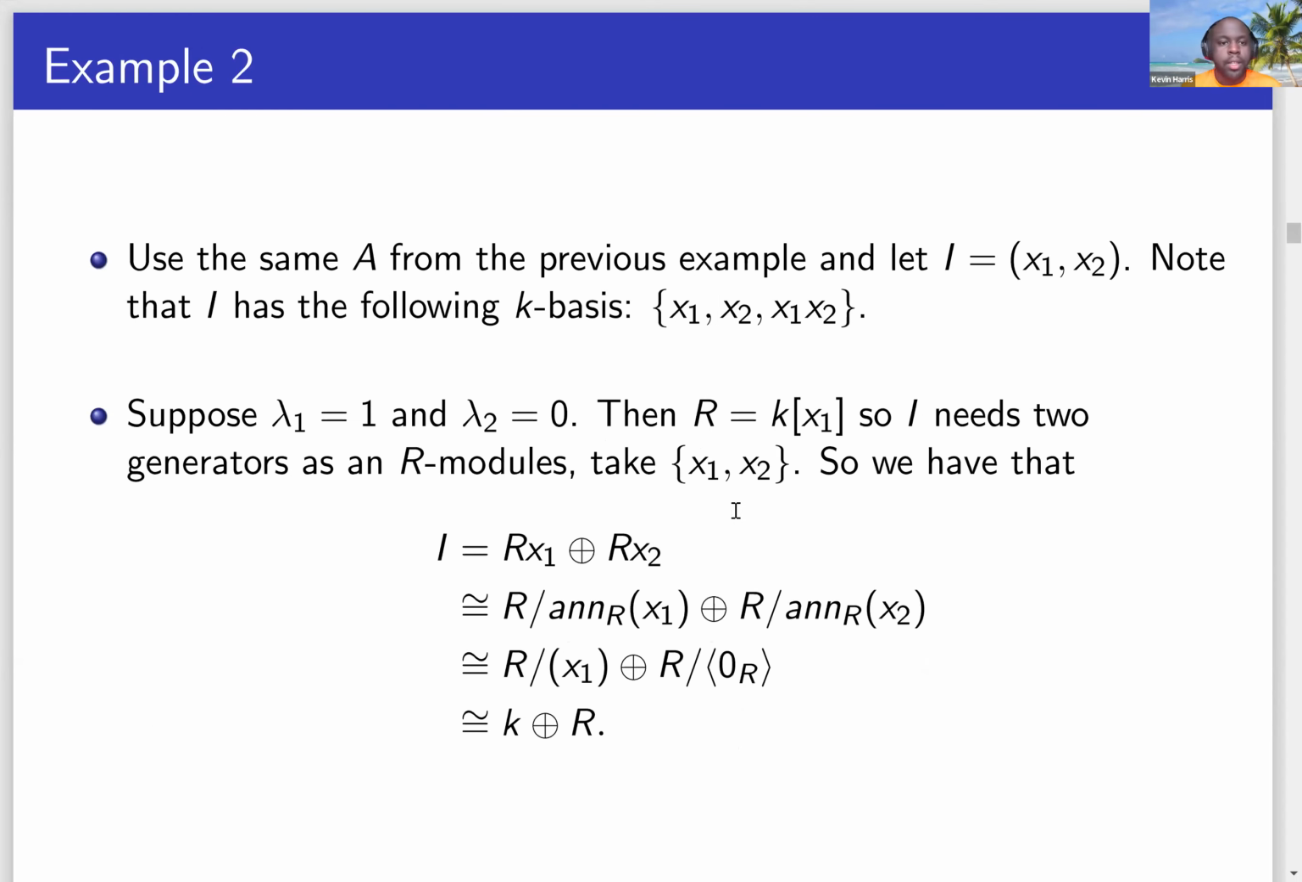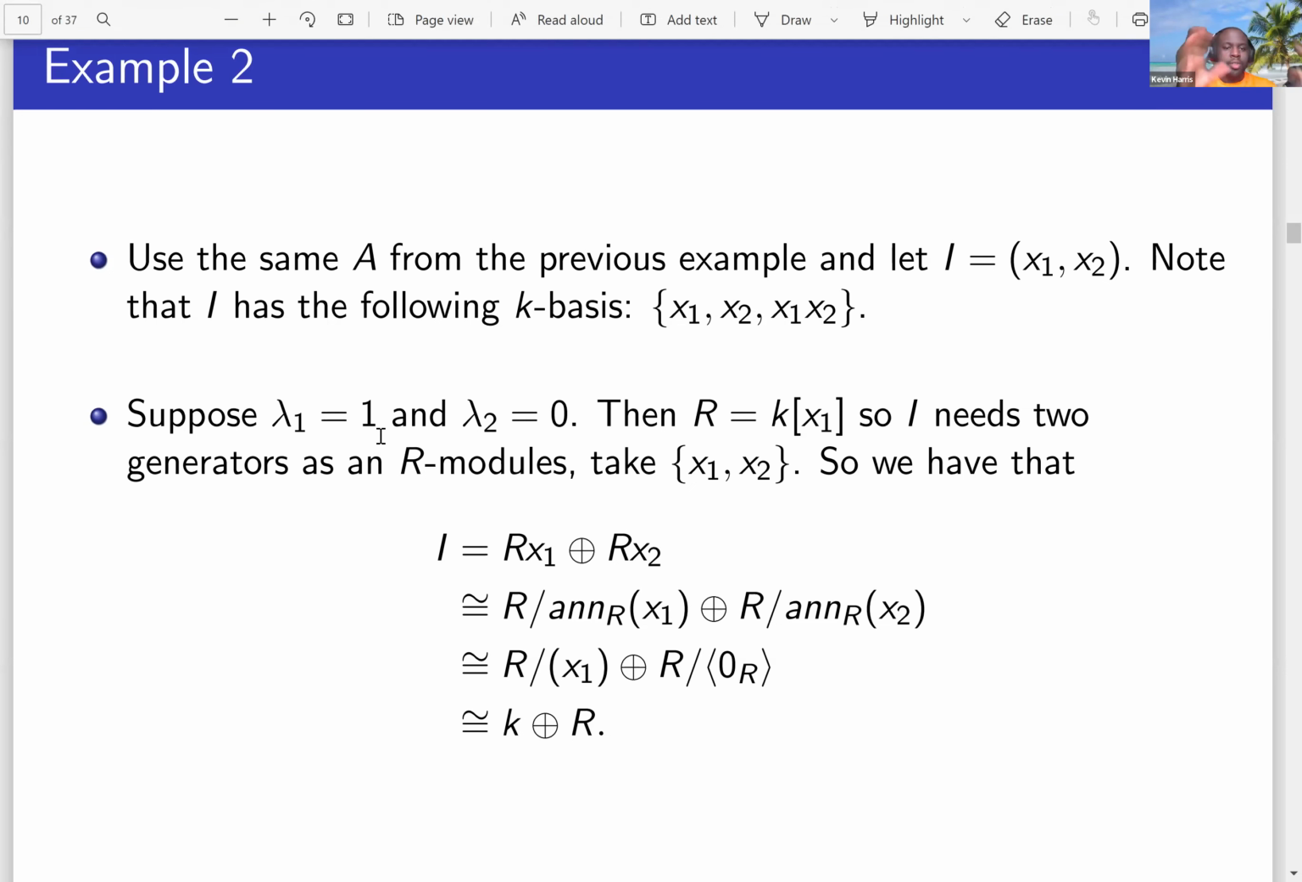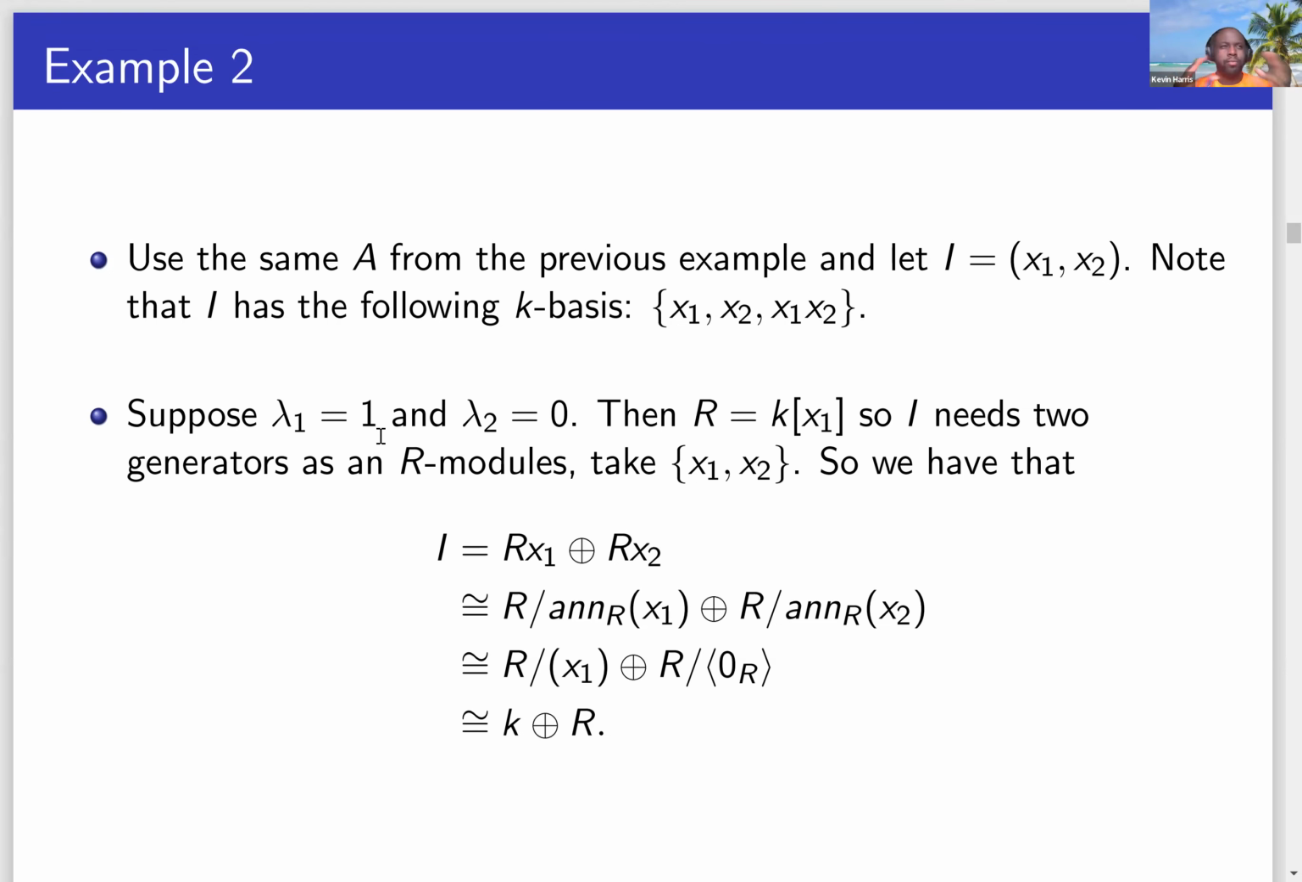So let's look at another example. Let's say we're going to use the same truncated polynomial ring, A22, so 2 variables and mod out the second power. And we're going to let I represent the ideal generated by X1 and X2. Then we get the following K basis, which is just X1, X2, and then X1 X2. Then we're going to do the same method. We're going to look at what happens if we let lambda 1 equal 1 and lambda 2 equal 0, and then we're going to flip them and see if anything changes.